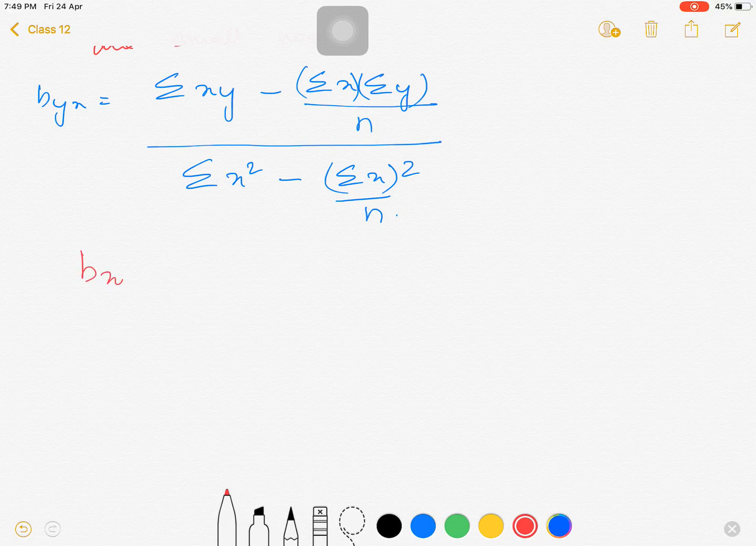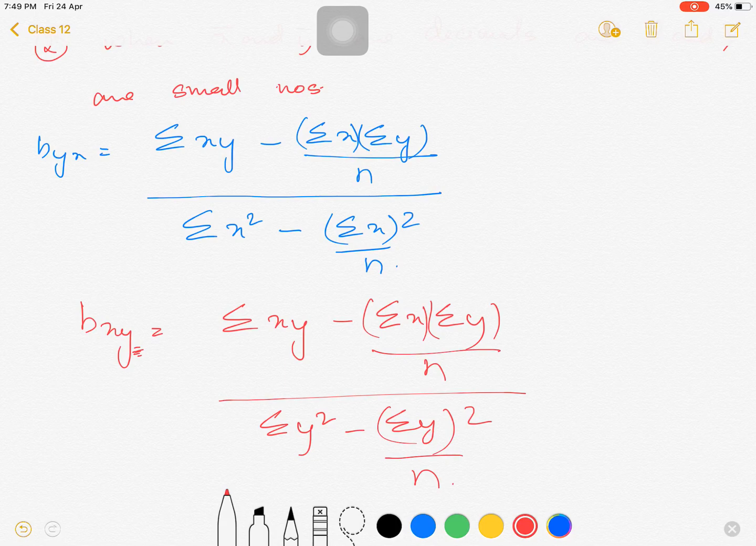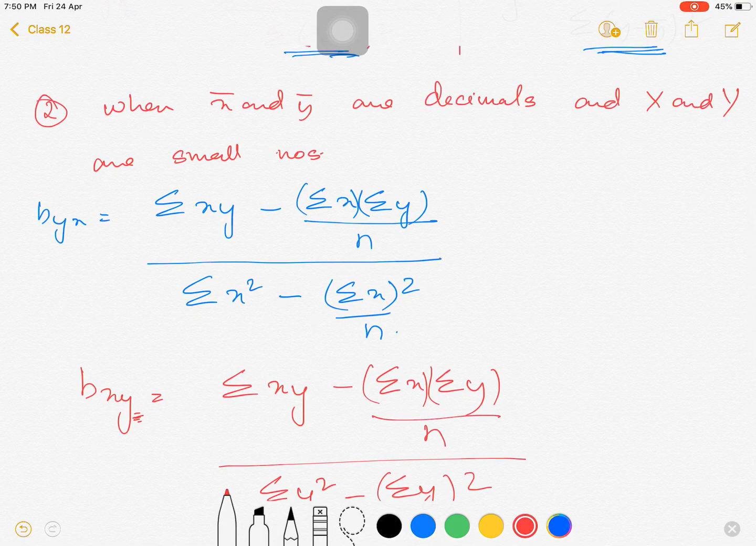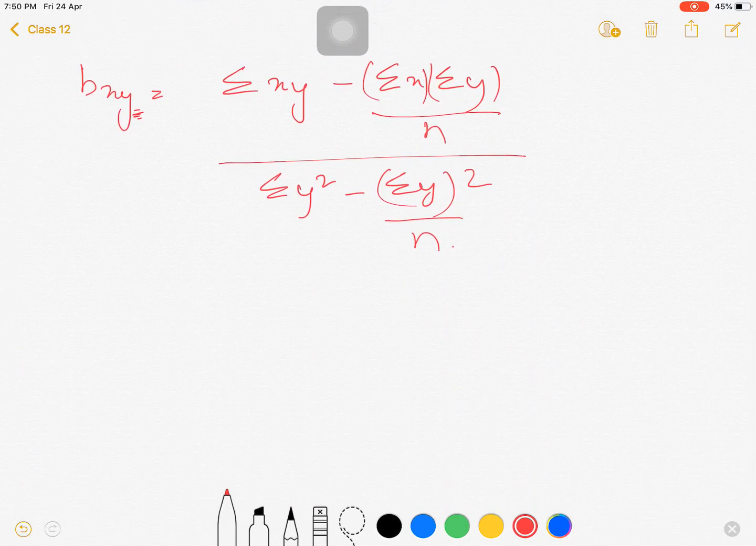Great. The other formula would be bxy equals same numerator, sigma xy minus sigma x sigma y individual divided by n, same numerator, but since y comes later, I will have here sigma y square minus sigma y whole square divided by n. So when are you going to use this formula? Very simple. When x bar and y bar are decimals and x and y are small numbers. Okay, this is the second formula.